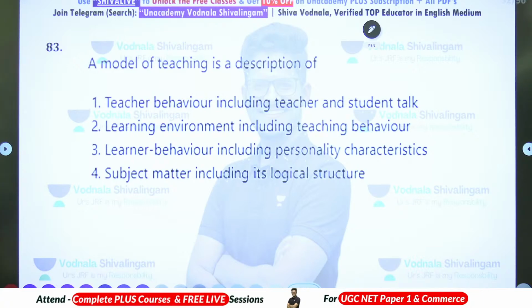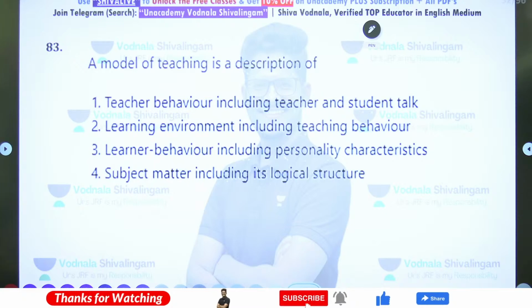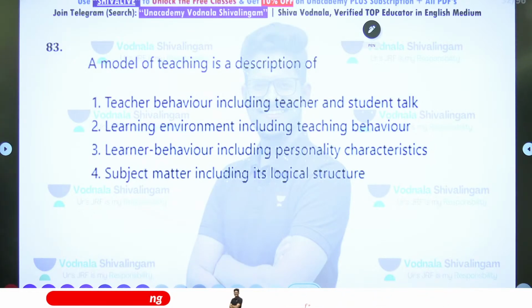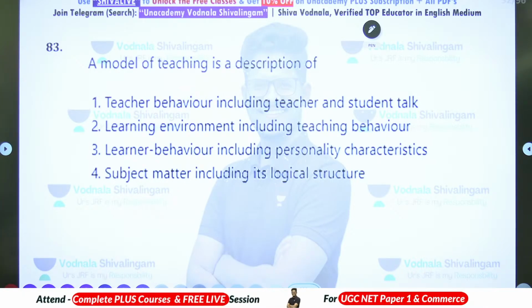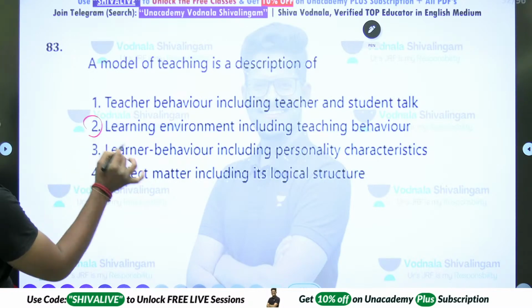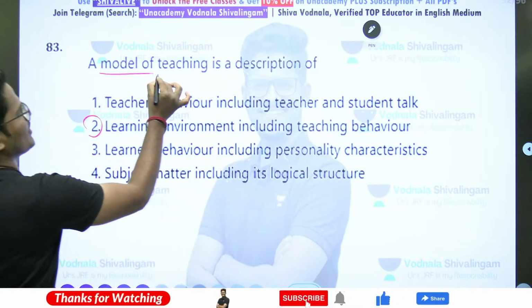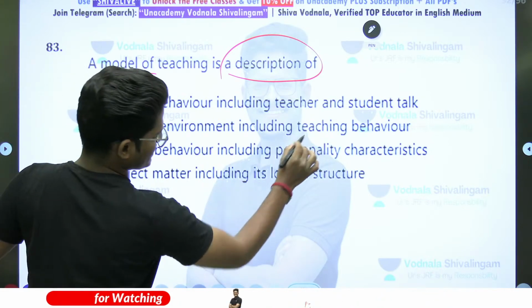A model of teaching is a description of. Yes, the answer will be B, that is, a learning environment including teaching behavior. A model of teaching is a description of a learning environment including teaching behavior also.